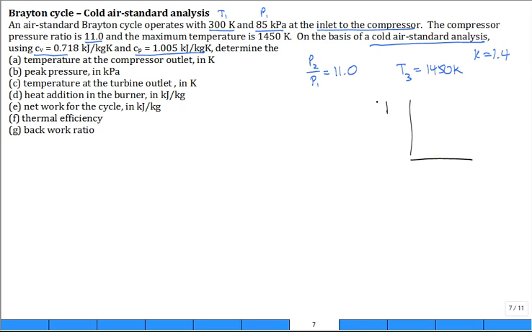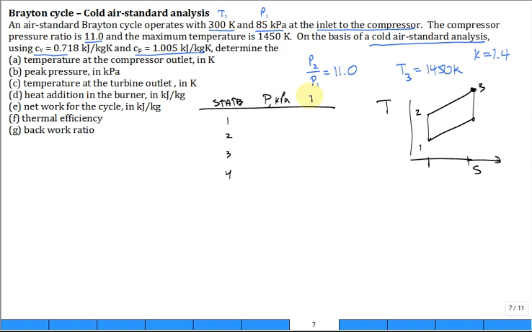Go ahead and get the temperature entropy sketch. Put your states on there so that you know 1 to 2 is isentropic, as well as 3 to 4 is isentropic, as well as the maximum temperature state 3. You can also make a quick table of states 1, 2, 3, 4. Talk about the pressure in kPa, talk about the temperature in Kelvin, all right?